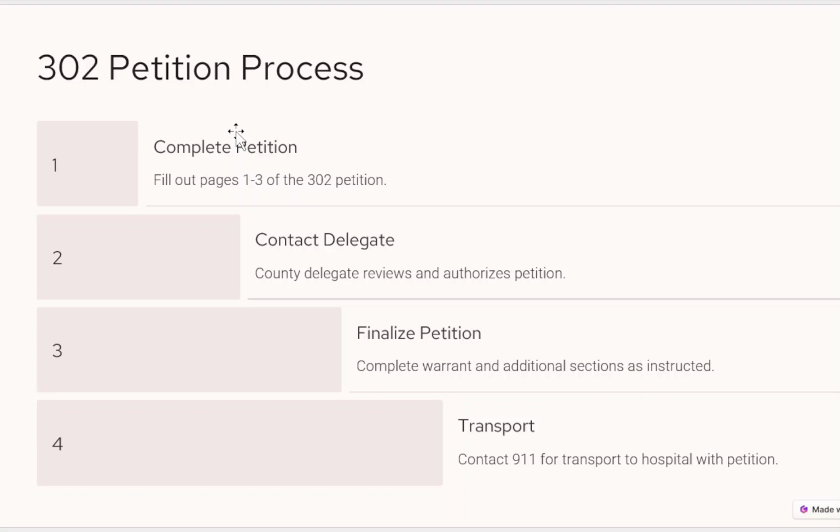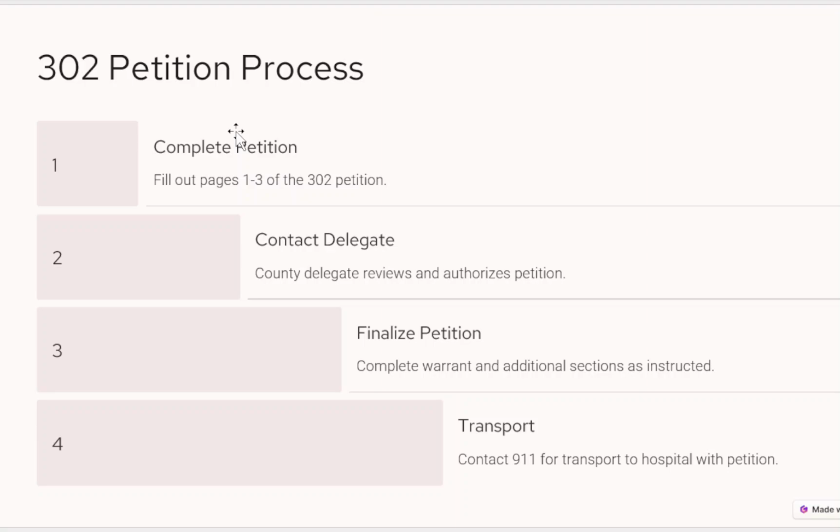Depending upon the agency's policies and procedures, the petition may be either kept as part of the client's record or tracked separately. Regardless of how it's stored, ensure that you follow the agency's safety procedures and maintain confidentiality. Once the petition is completed, you can contact 911 to inform them that you have filed a 302 and that the individual needs to be transported to a local hospital.